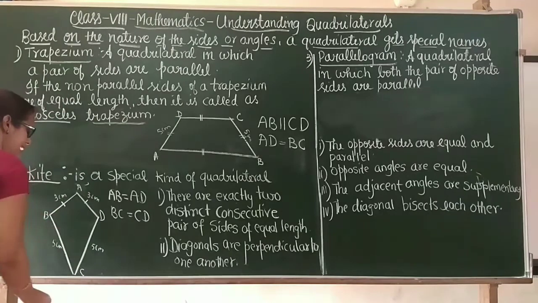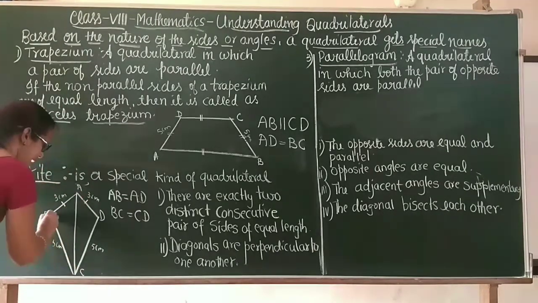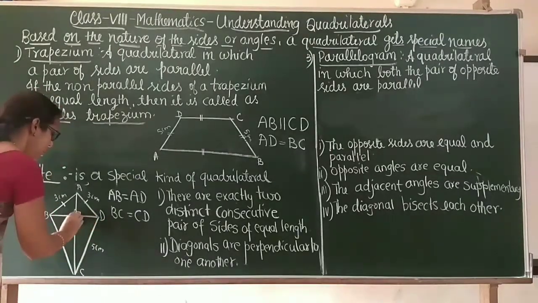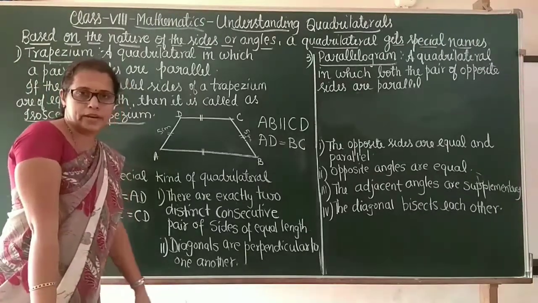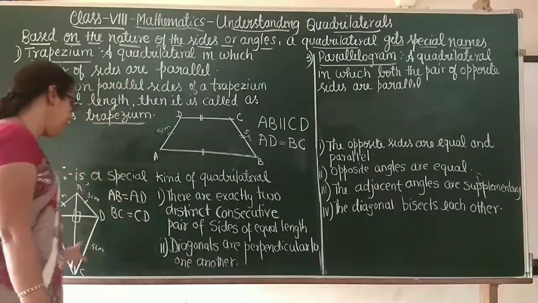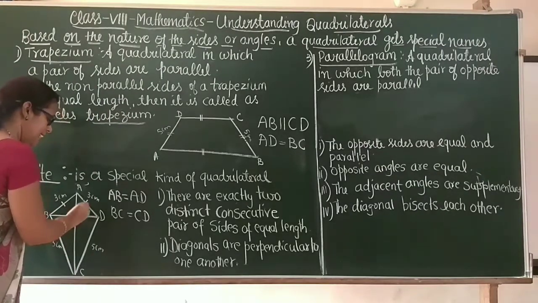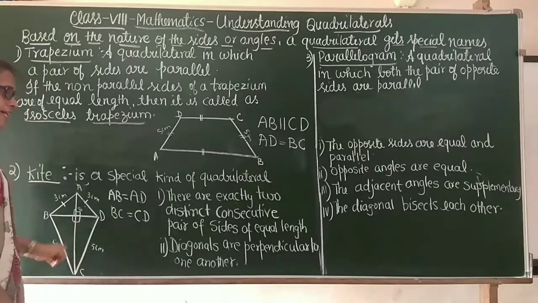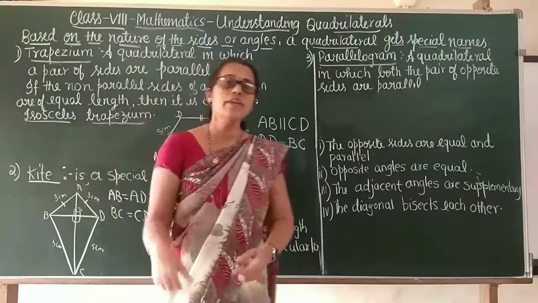If I draw the diagonals, how do we draw the diagonal? A to C. AC is a diagonal. BD is a diagonal. They are perpendicular to each other. Diagonals are perpendicular to one another. Perpendicular means how many degrees? Each angle is how many degrees? 90 degrees. Understood? So diagonals are perpendicular to one another. This is the feature of a kite.